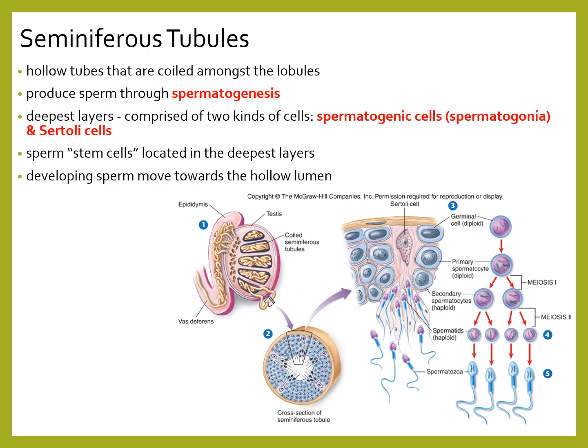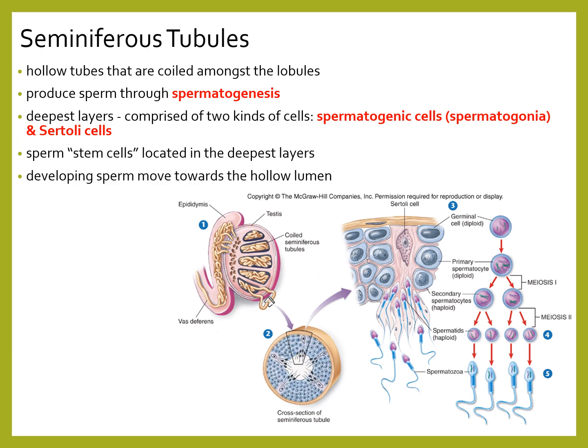So the site of spermatogenesis will be these hollow tubes called seminiferous tubules. The deepest layers, as I mentioned, contain the type of cell called a spermatogenic cell, but they also contain another cell which supports spermatogenesis, and this second type of cell is called a Sertoli cell. So in the deepest layers, that layer I outlined in green, you will find two types of cells: the diploid spermatogenic cells, which will undergo meiosis to produce sperm, and cells known as Sertoli cells.